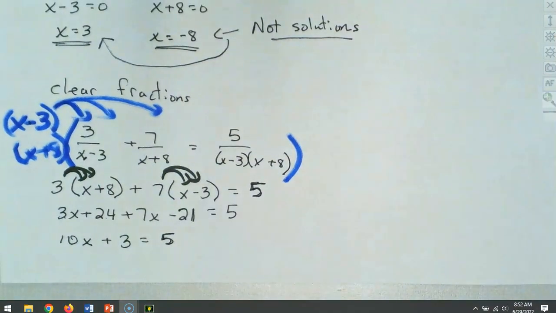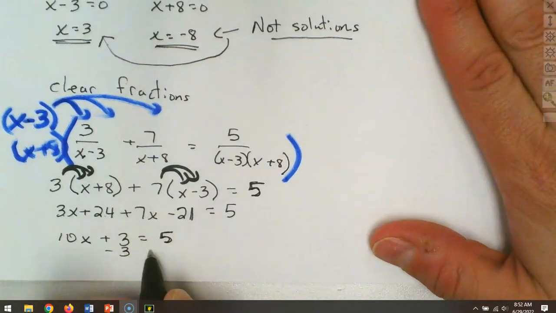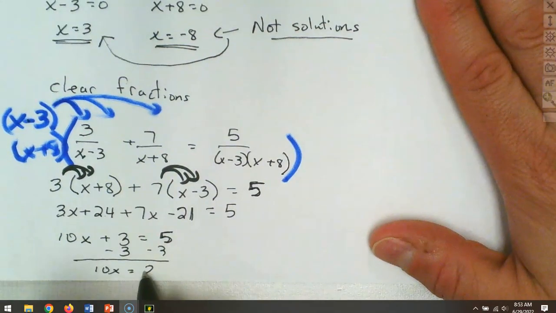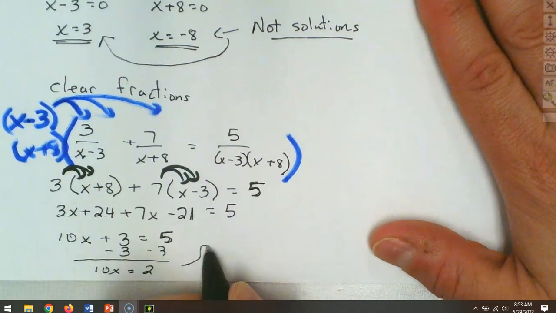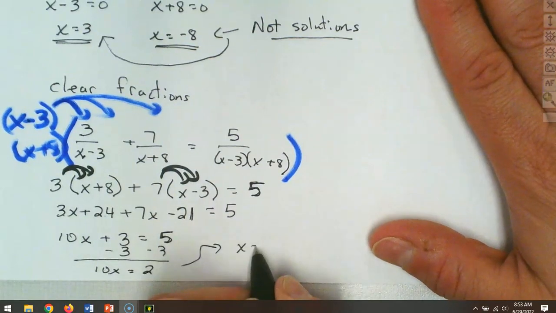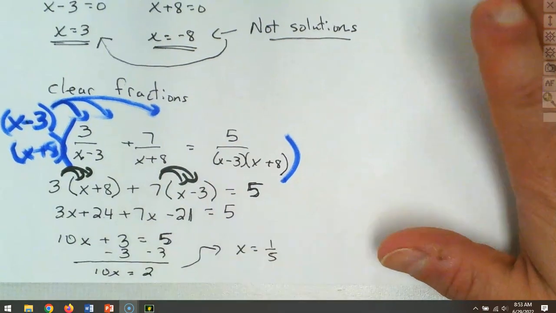Let's make sure I didn't make any mistakes, but everything looks good so far. We got to this point. Now we just need to solve it. So move that 3 over. And that leaves me then with 10x equals 2. We'll divide by that 10. And that gives us x equals 1/5.